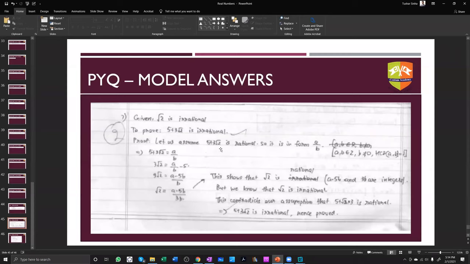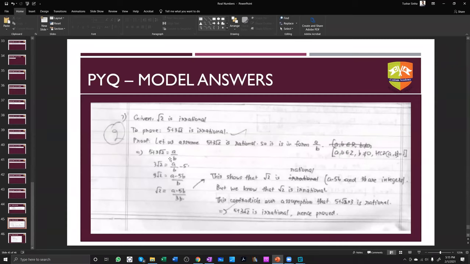So let us assume 5 plus root 3 is rational. So it is in the form A by B or P by Q, where the condition has to be mentioned: A by B belongs to Z, B is not equal to 0 and HCF of A and B is equal to 1. You can write in words also that A and B are integers, or P and Q are integers, Q not equal to 0, and P and Q are co-prime. You have to mention that. If you don't mention this statement, then you lose marks.